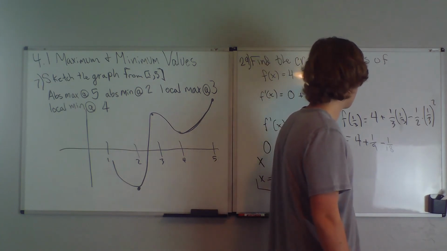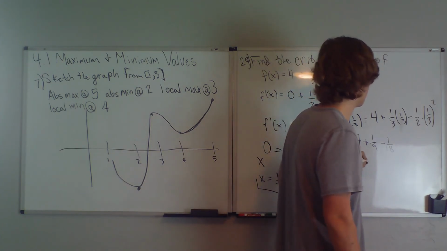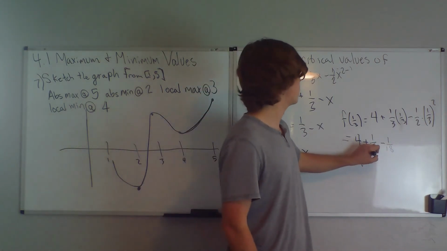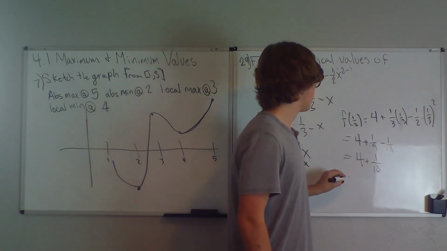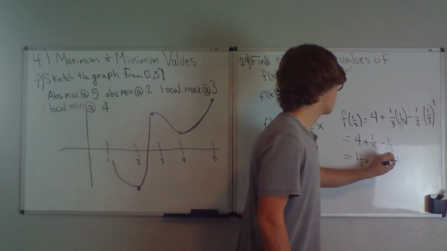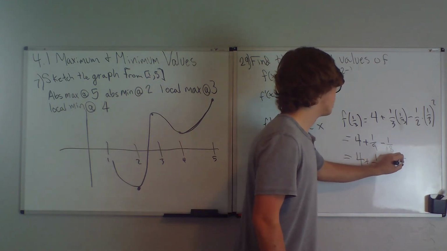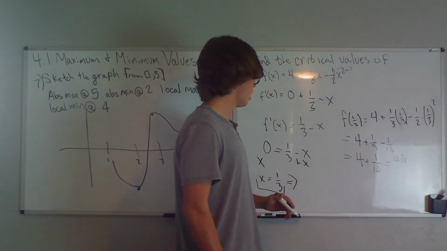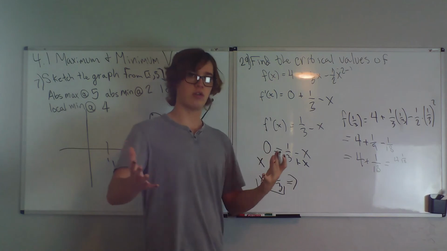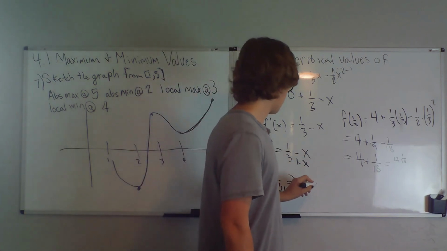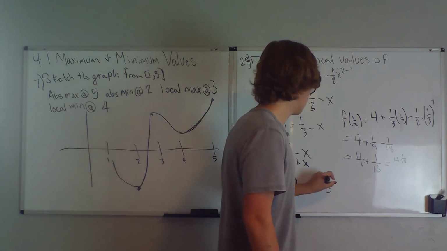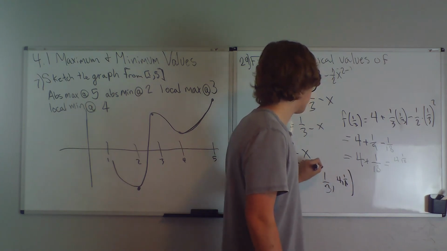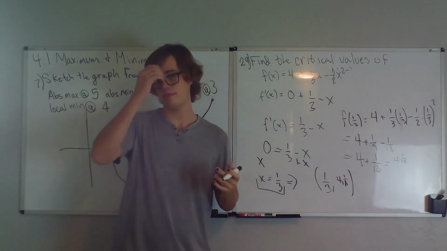And then what do we go? We keep going. 4 plus, well, how do we combine these? 1/9 minus 1/18 is just going to be 1/18. And then it's just equal to 4 and 1/18, or something like that. And then we want to say, oh, our critical point. Well, it's a coordinate pair, so it's going to be 1/3, 4 and 1/18. And that's going to be our critical point.